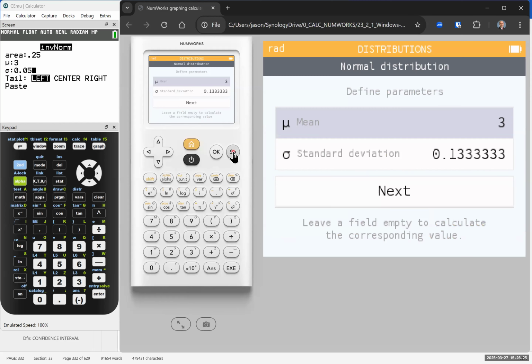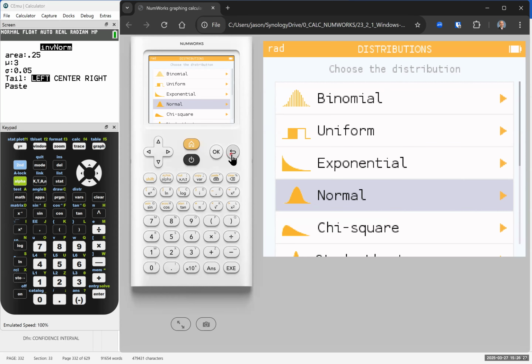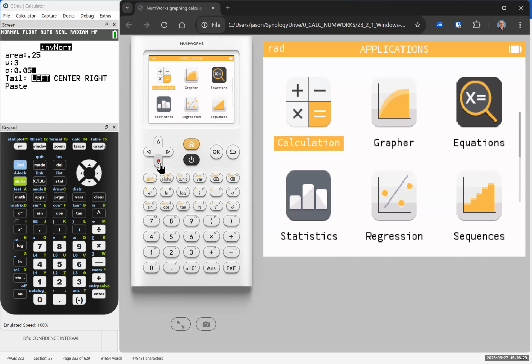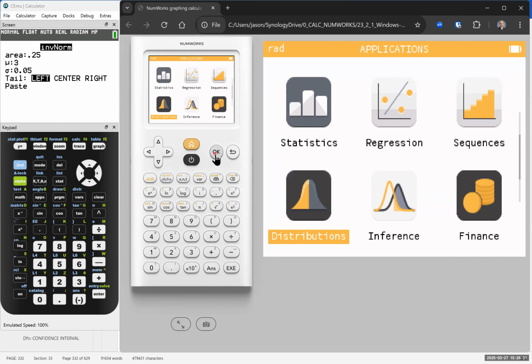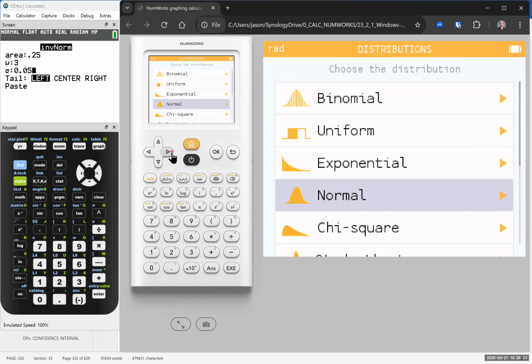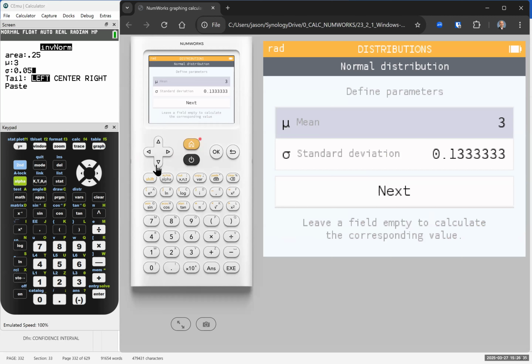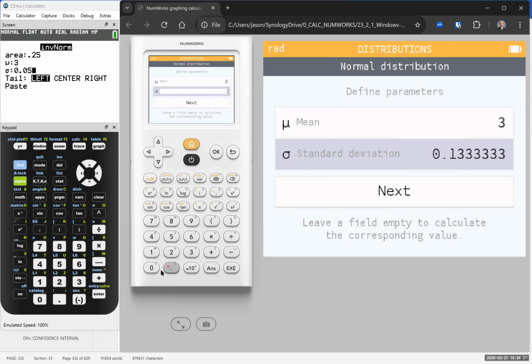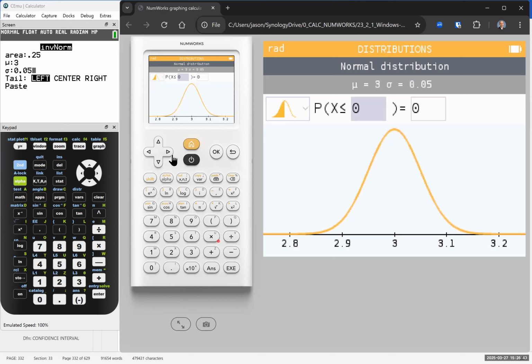So let me backtrack here. Okay, application screen, we want to go to the distributions menu, go down to normal. Mean of 3, standard deviation of 0.05. And then next. And we want the area to the left, right? Area to the left with an area of 0.25.